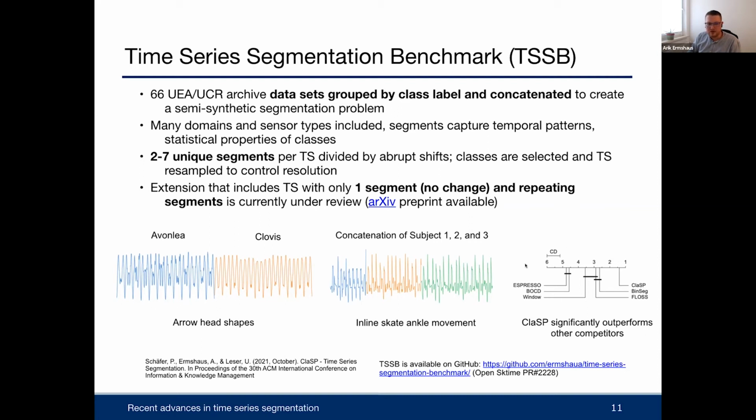And on this data set and the one from UCR Riverside, you see that ClaSP, but also BinSeg and FLOSS perform quite well. I also want to note that we have an open sktime pull request that wants to basically connect this GitHub where the benchmark is available to sktime as well, to make this available.